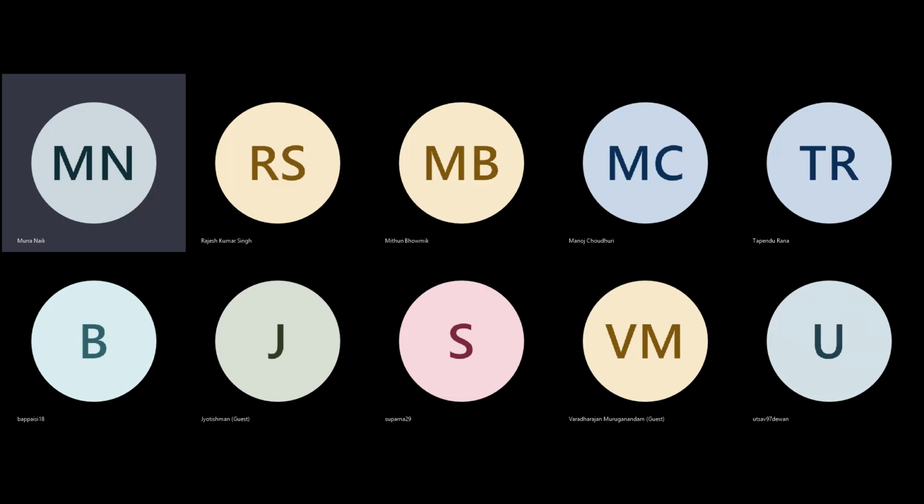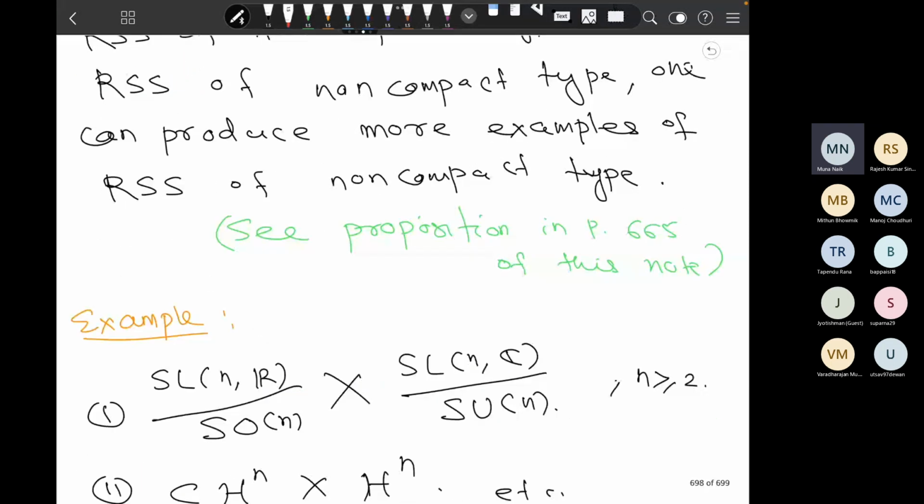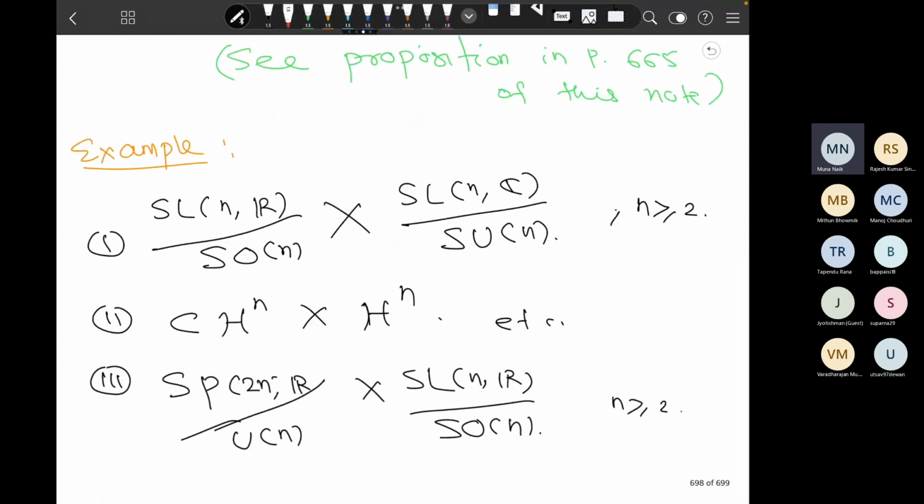Symmetric space of non-compact type. And one thing I forgot to tell you is that the Riemannian product of two Riemannian symmetric spaces of non-compact type is a Riemannian symmetric space of non-compact type. We can produce more examples of Riemannian symmetric spaces of non-compact type. For instance, you can take the product of SL(n,R)/SO(n) cross SL(n,C)/SU(n), like that.